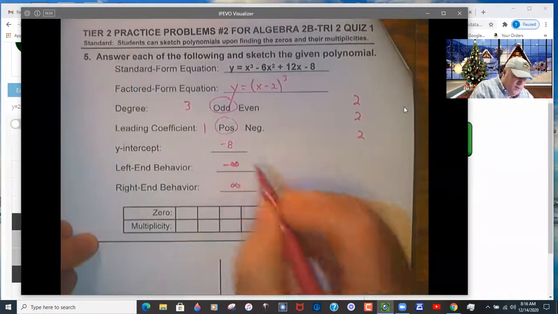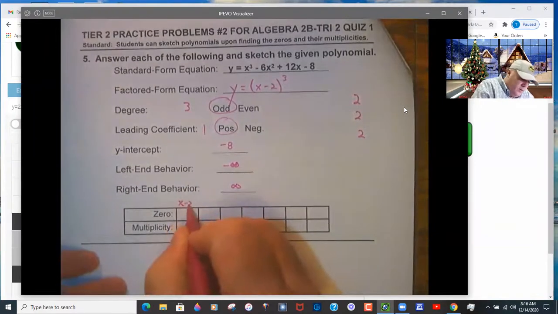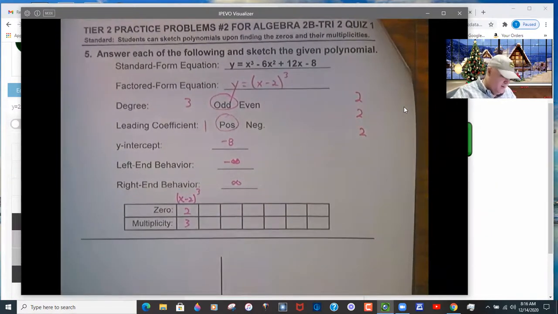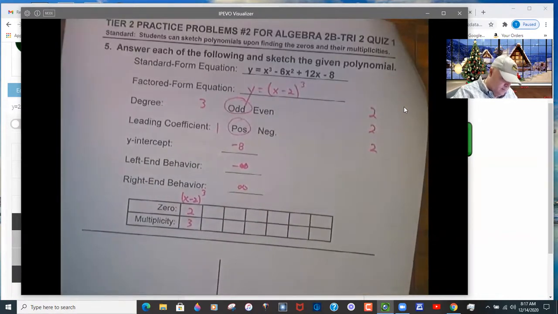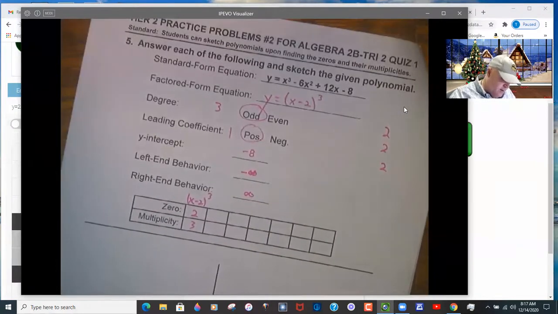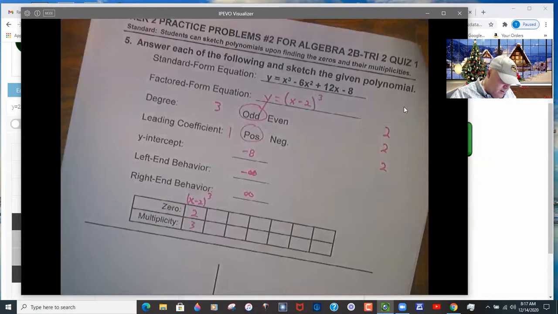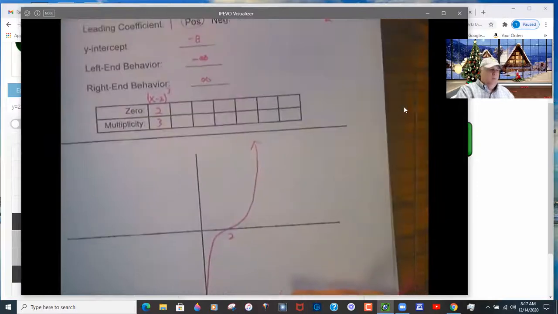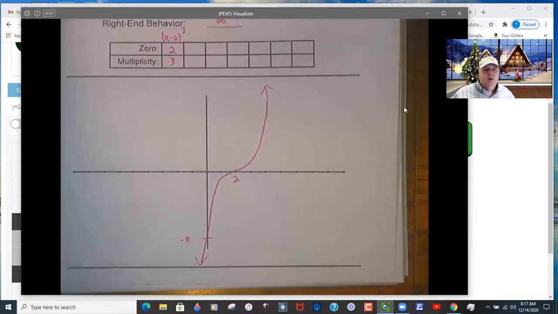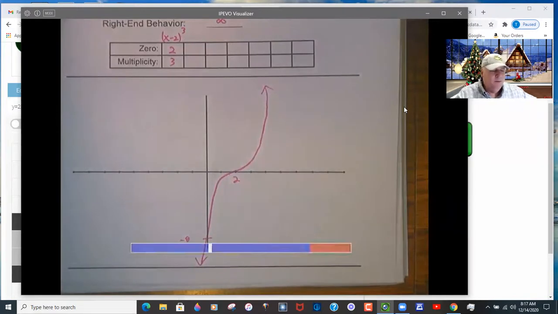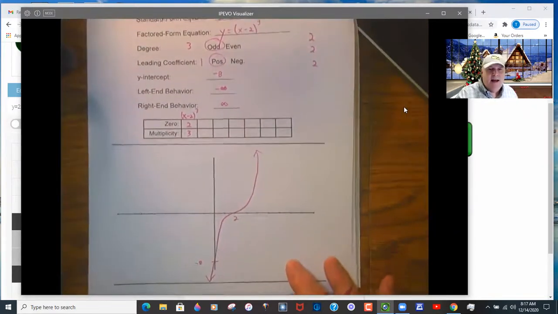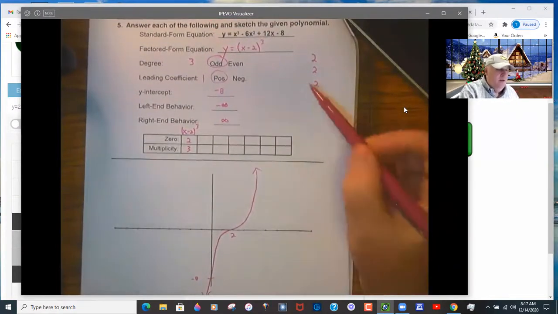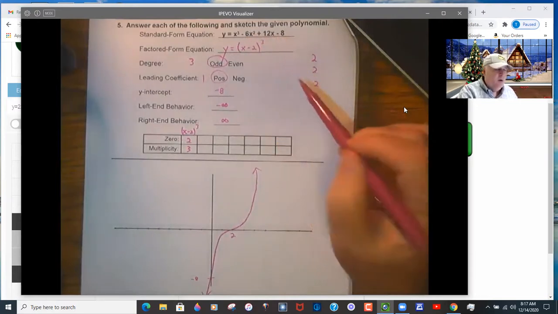I'm going fast here because I have very little time. And then this is what you would have here. So 2 and 3. This one's a pretty easy sketch. It's going to cut through -8 down here, the y-intercept. And it's going to get flat going through here because it's a multiplicity of 3 again. Oh, whoops, I'm off the screen. Anytime you have a multiplicity of 3, it gets flat as it cuts through.